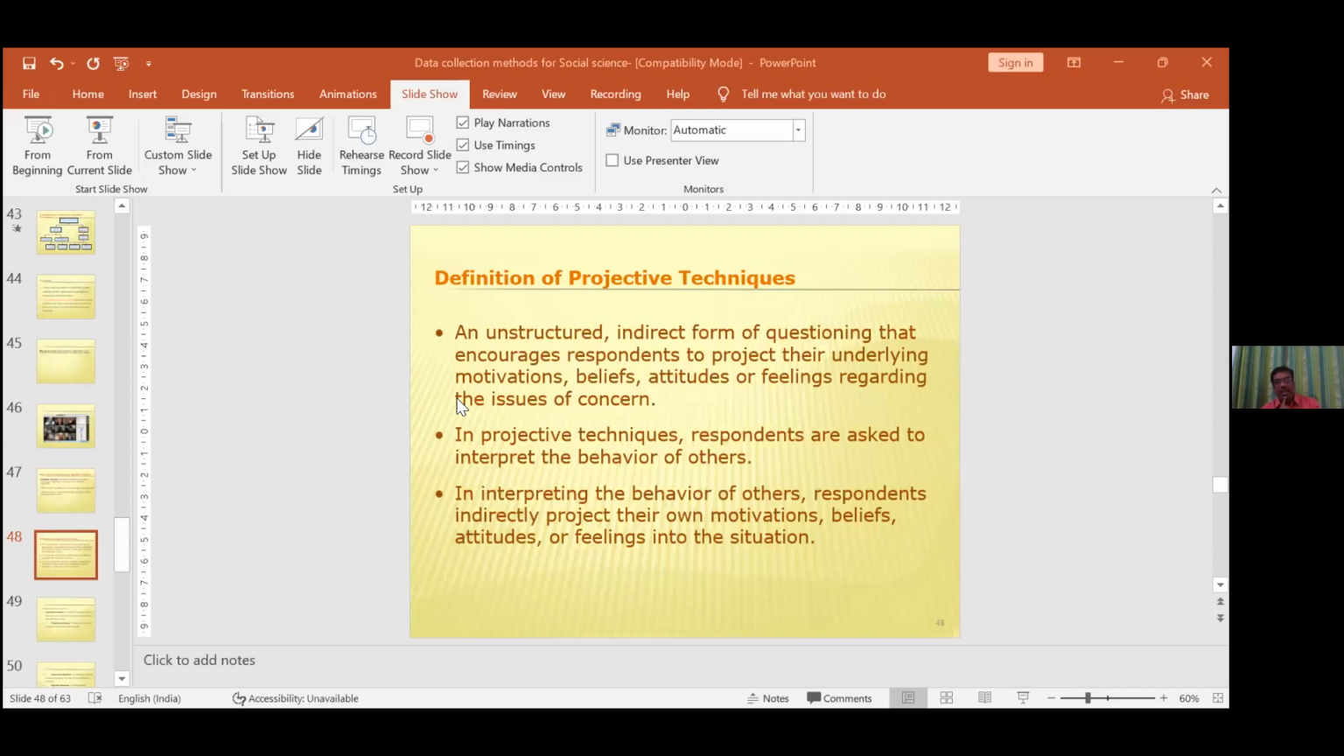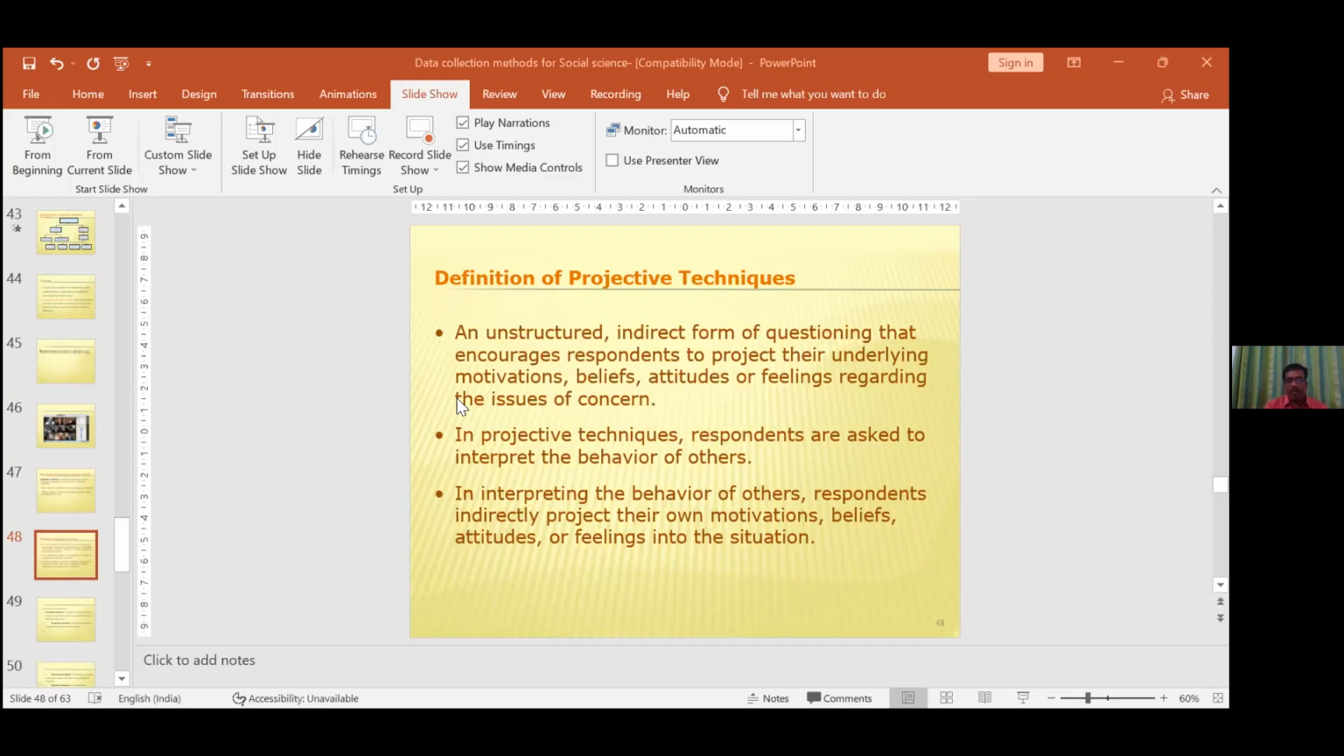In a projective technique, respondents are asked to interpret the behavior of others. In interpreting the behavior of others, respondents indirectly project their own motivation, beliefs, attitude, or feelings into the situation. For example, you are asked a question: what's your opinion about alcohol? Now people are consuming alcohol. Consumption of alcohol keeps on increasing. You wanted to know the particular person's underlying motivations.